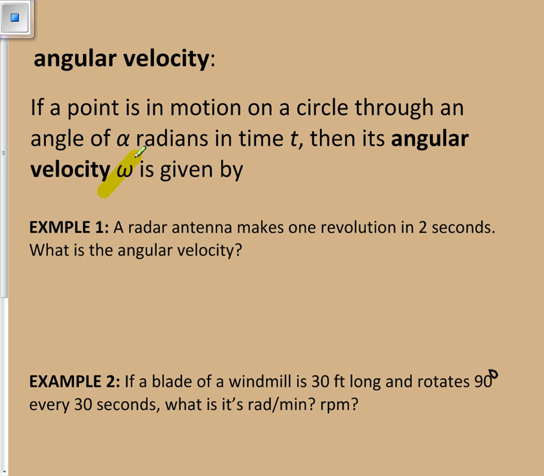Right here. Then that's omega. Omega is given by our angle in which we've gone around, so our angle alpha, over some given time t.